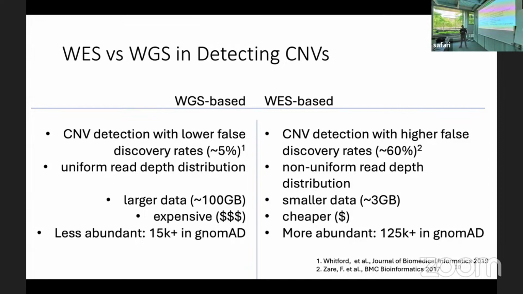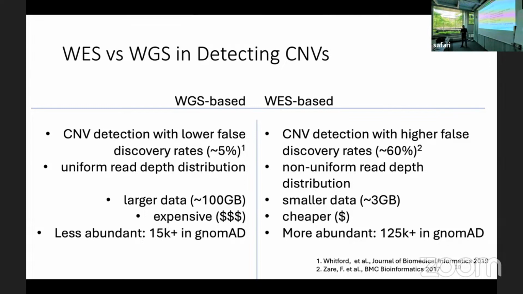But if we wanted to use whole exome sequencing for the same purpose, the false discovery rate goes up to 60%. So this is highly unacceptable, as you might imagine. The reason is that whole genome sequencing comes with a uniform read depth distribution over the full genome with very nice properties. Whereas, as I'll show you in an example, in whole exome sequencing data this read depth distribution is quite non-uniform.